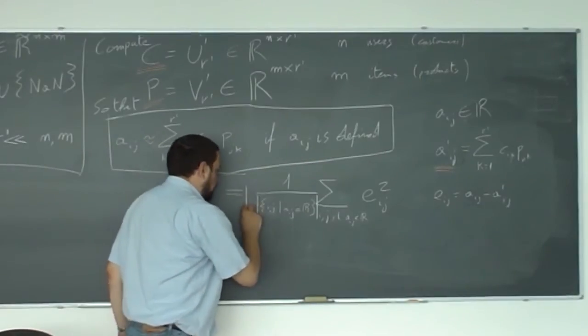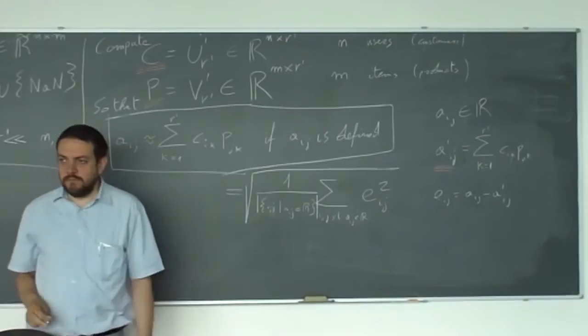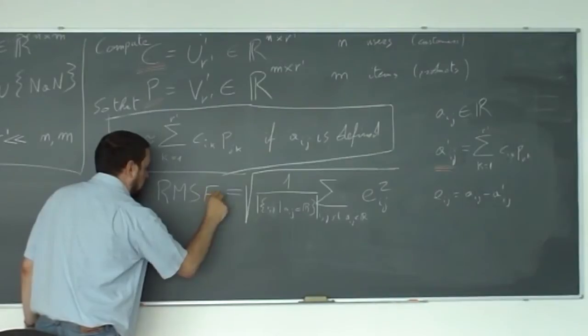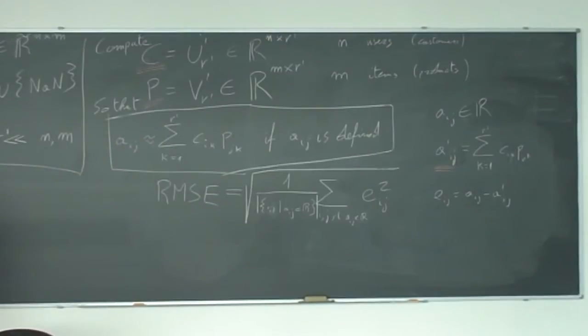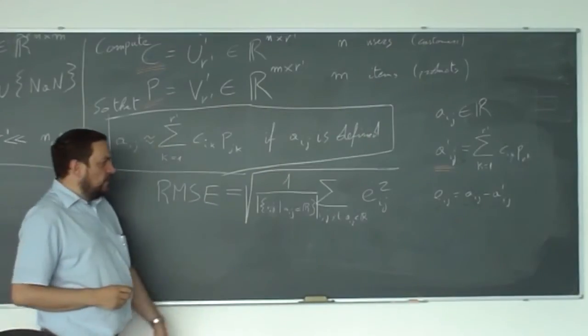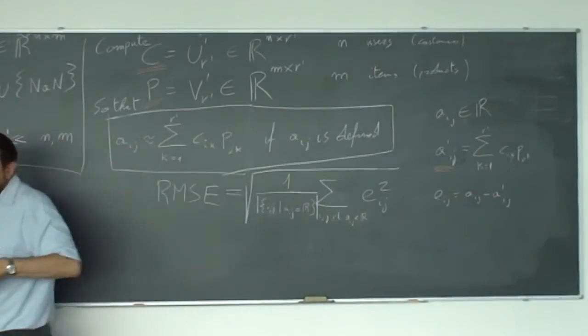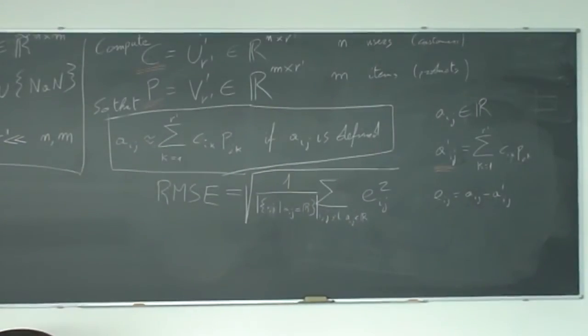And the square root of this is what we call the root mean square error of our system. Okay, we take the arithmetic mean of the squares and then we take the square root. This represents a sort of the average error that we can expect to make when we compute a user preference using our model.